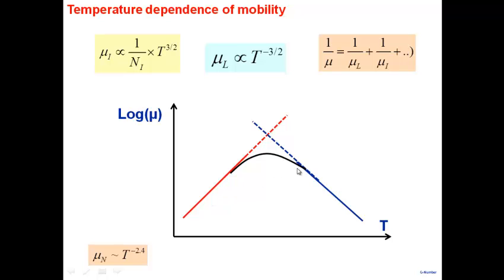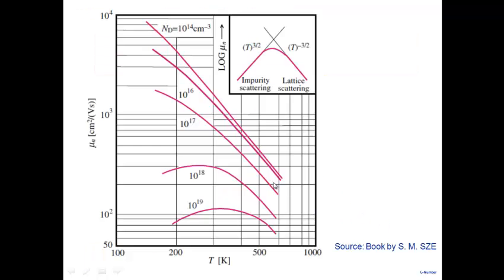So room temperature is somewhere here. Okay, so you are in this particular regime. You're not here. All right. This one shows more quantitative data on mobility. You can see that if you look at 10 to the power 14 doping, so this is the general behavior that you expect here, right?